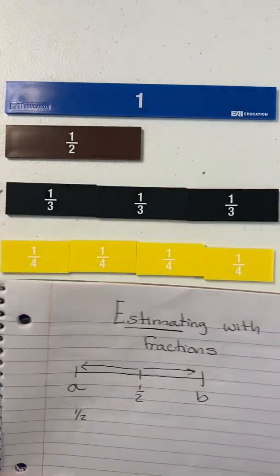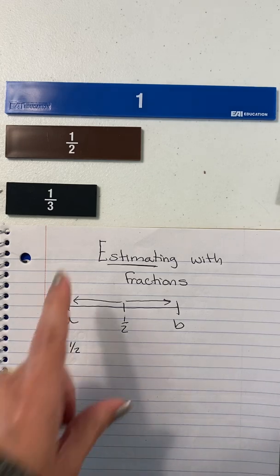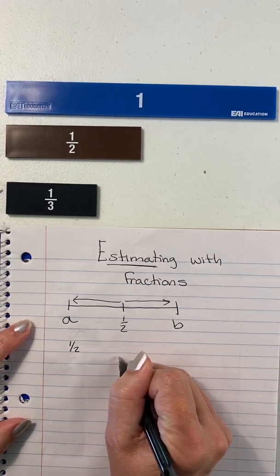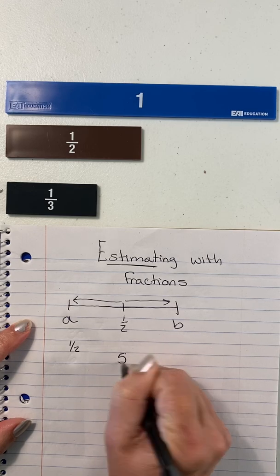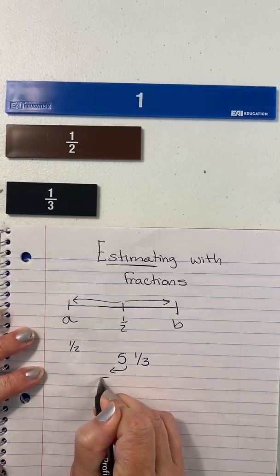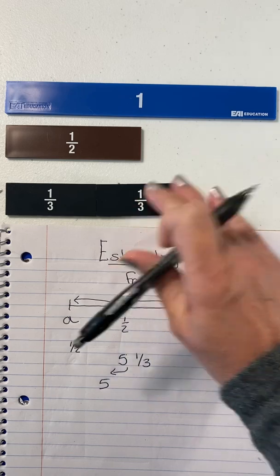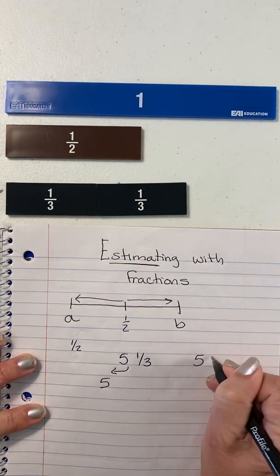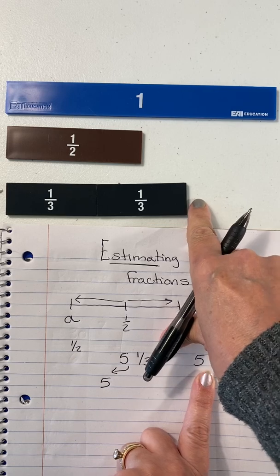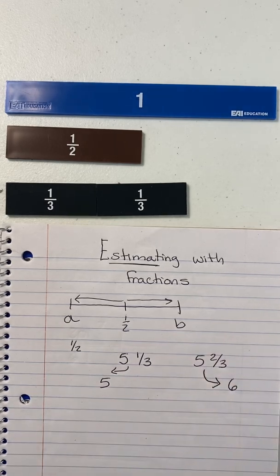So let's take a look at thirds. If I had 1/3, 1/3 is less than half, so I would go back to the other whole number. Let's say I had 5 1/3. If I had the number 5 1/3, I'm going back to 5 because 1/3 is less than half. Now let's say I had 2/3. What if our number was 5 2/3? Well, 2/3 is more than half, so I'm going to go to the next whole number. So I would estimate 5 2/3 as 6.